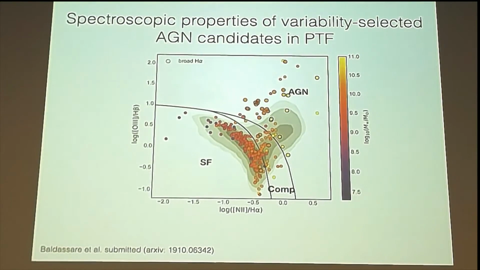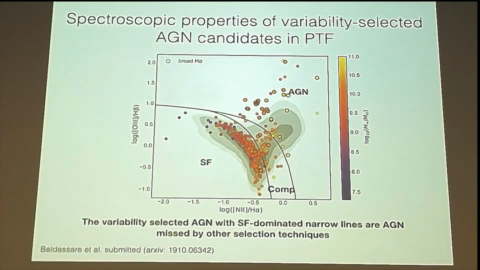Okay, so similar to what I showed with Stripe 82, this is where they fall on the BPT diagram with the points color-coded by galaxy stellar mass. And we see the same thing here, which is that most of the low-mass variability-selected AGN would have been missed using this diagram for selection.